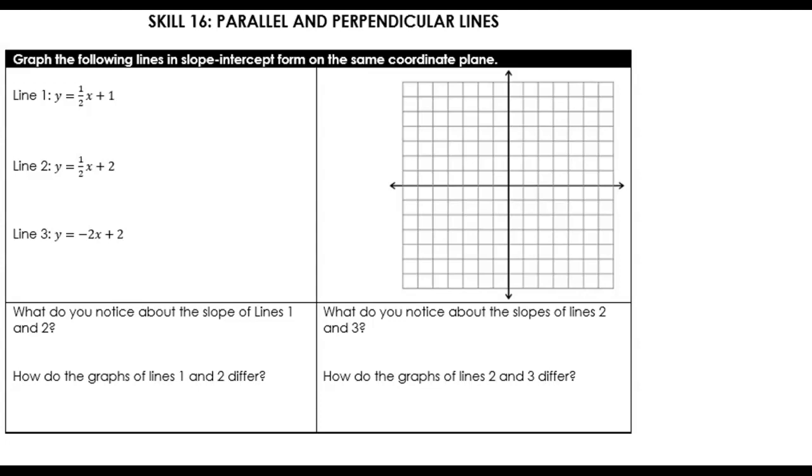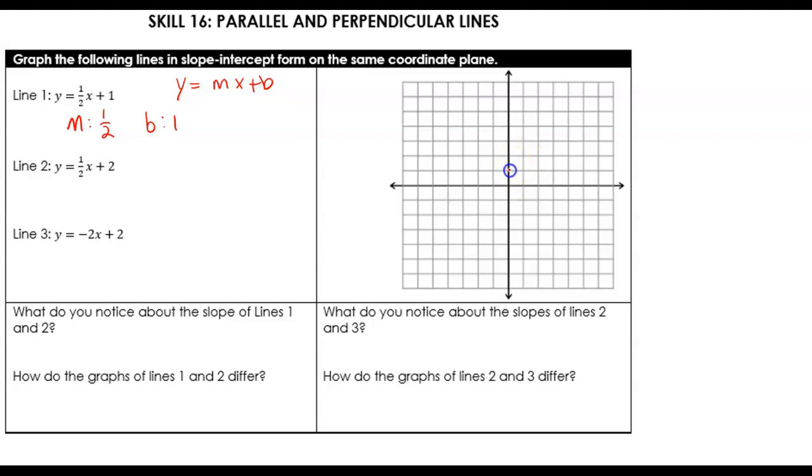So we are asked to graph these three lines using the slope-intercept form on the same plane. So we're going to do it on the same graph. Line 1 has a slope, or m, which is 1/2. And our y-intercept of 1, which is b. Remember that our slope-intercept form is y equals m x plus b.